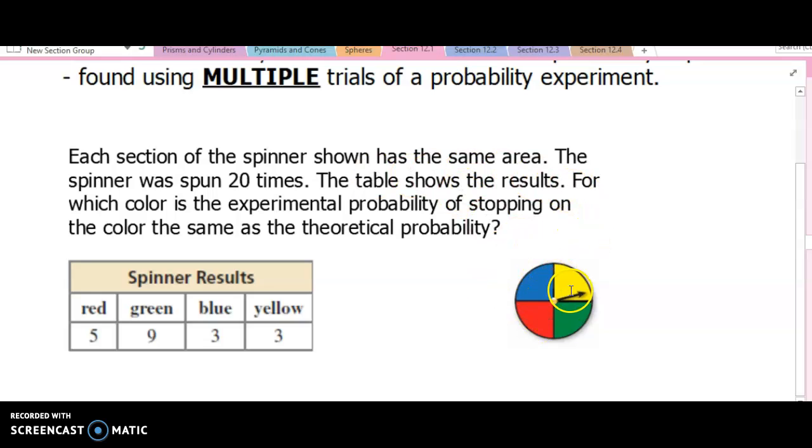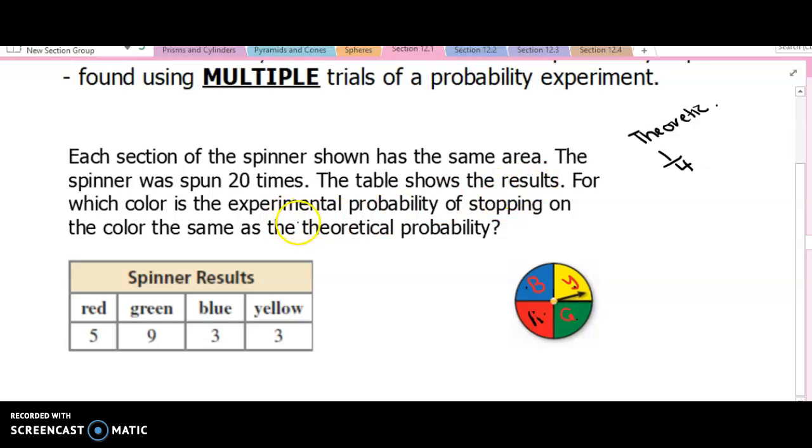So if I look down here, and once again, I know that your notes packet didn't print in color, so you might just want to put blue, yellow, green, and red, so when you refer back to this, you know what we're talking about. It says each section of the spinner shown has the same area. So if I wanted to find the theoretical probability, it'd be 1 in 4 for every one of these. I have a 1 in 4 chance of hitting each one.